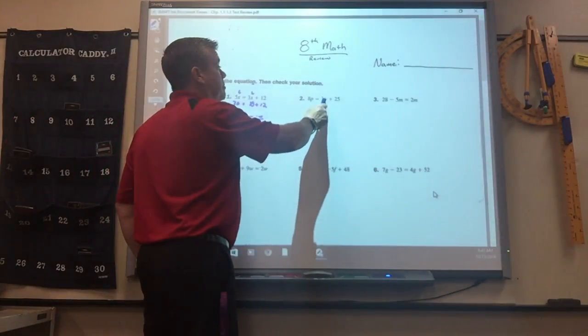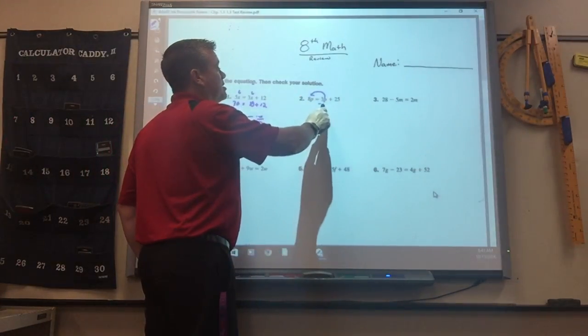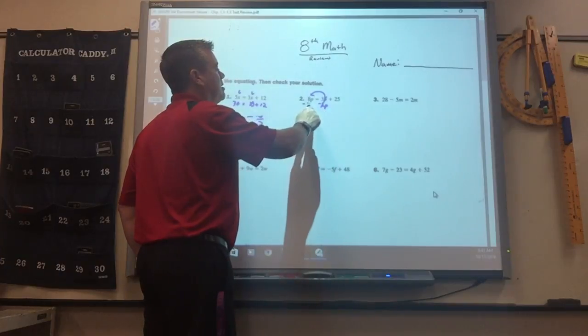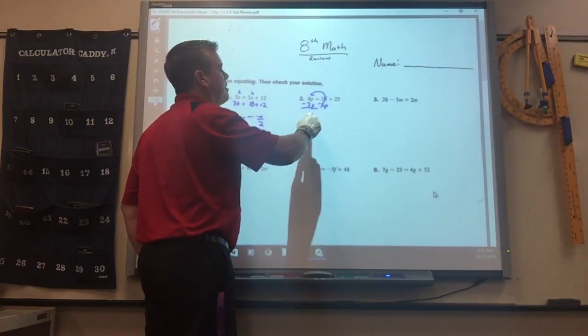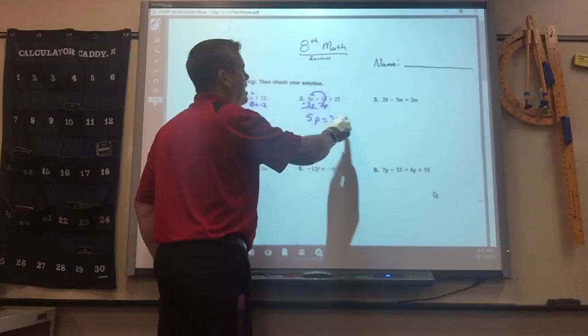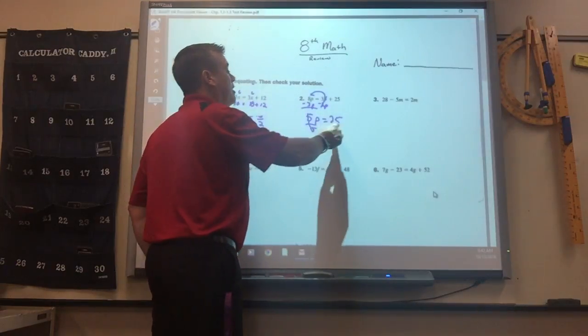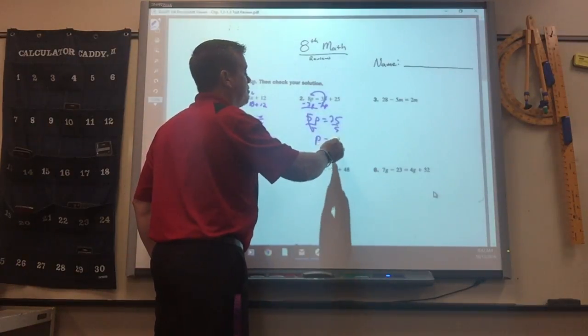This is the same type of problem. I'd want to get that out of there, so you'd minus 3p to get rid of it. Minus 3p, and you get 5p equals 25. Divide by 5, and the answer's 5.